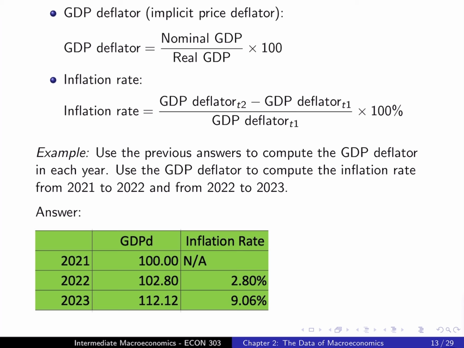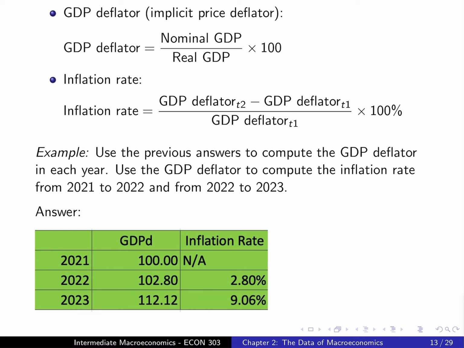Let's compute the GDP deflators using values from our earlier example. GDP deflator for 2022, we take $51,400 divided by $50,000 times 100. That equals 102.8. Now please calculate the GDP deflator for 2021 and 2023 using the same formula. Once you are done, compare your answers with the answer key.